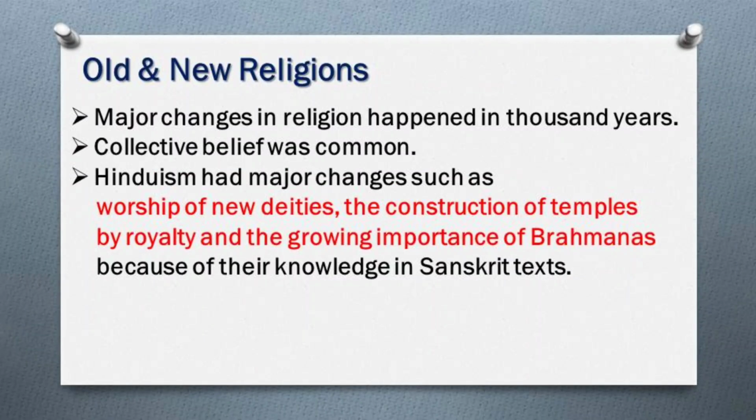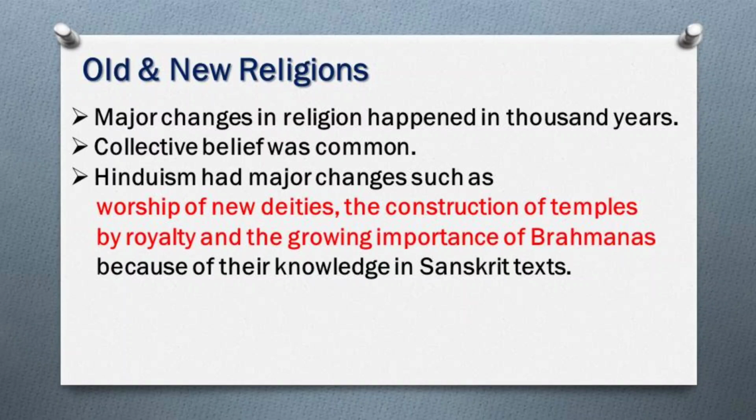The period from 700 to 1750 Common Era also witnessed certain changes in religions. There were changes in old and existing religions, and new religions were brought to the land of India. Major changes happened within a span of 1000 years in religions. During that time, collective belief was common. Everyone had a personal perspective or vision about God, but during that time, collective belief was common.